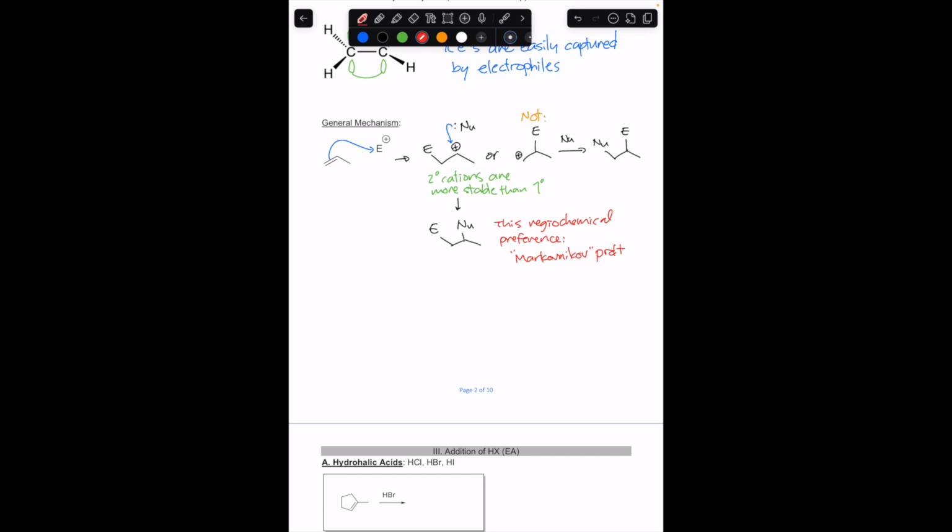Okay, and what does that mean? That just means nucleophile on more substituted carbon in an electrophilic addition reaction.